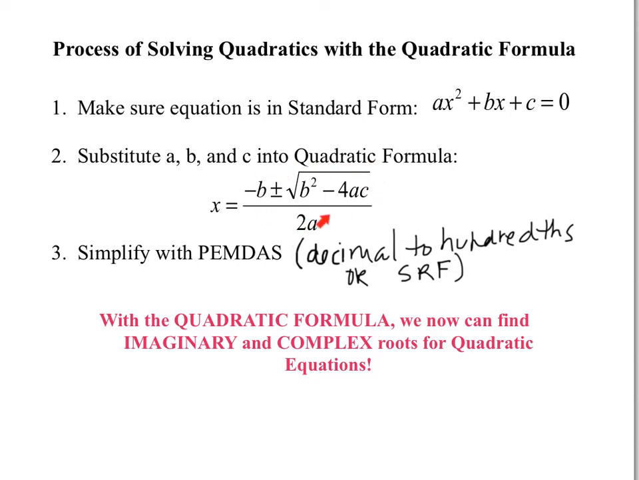You don't need to have it memorized, you just need to be able to have it somewhere next to your work. And notice that it's made up of your A, B's, and C's, so you definitely need to know what your ABCs are in your standard form. And then you're going to simplify using PEMDAS, either round your values to the hundredths place or simple radical form. With the quadratic formula, we'll now be able to find imaginary and complex roots, which we were not able to get from the graph or through the factoring method. So today we will.